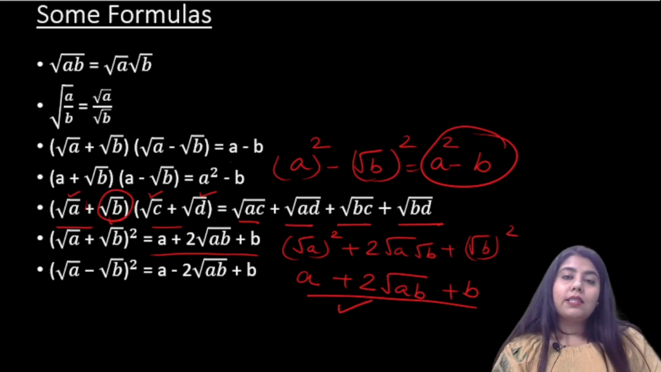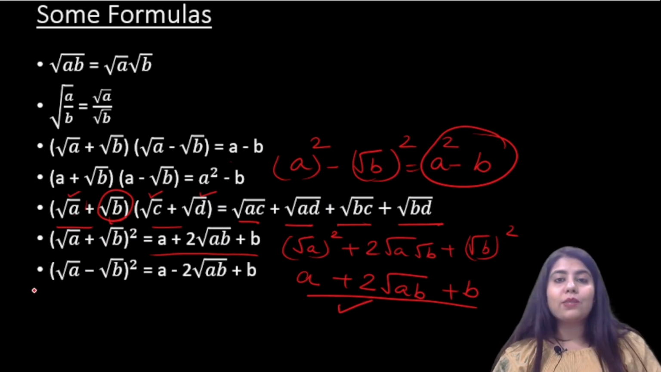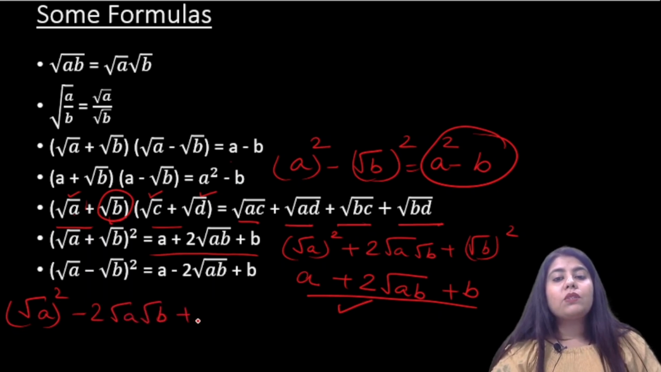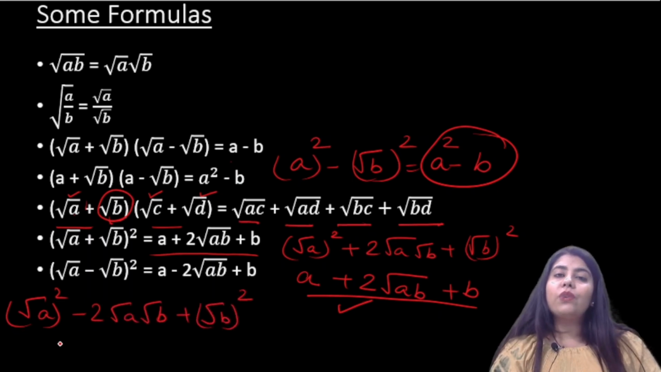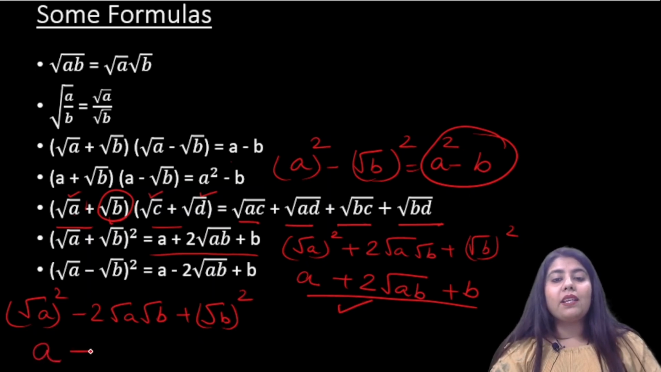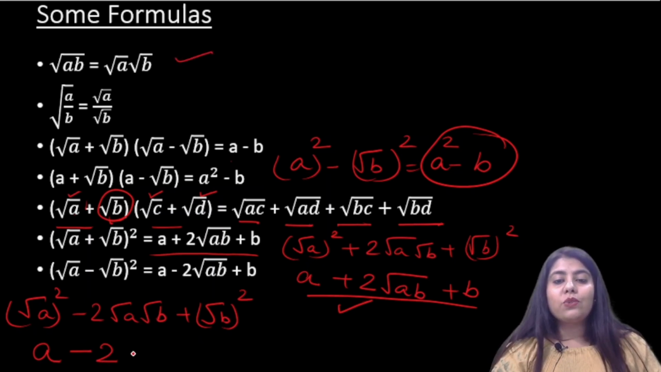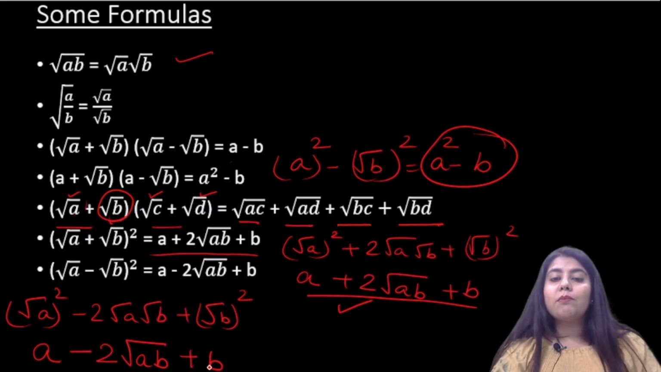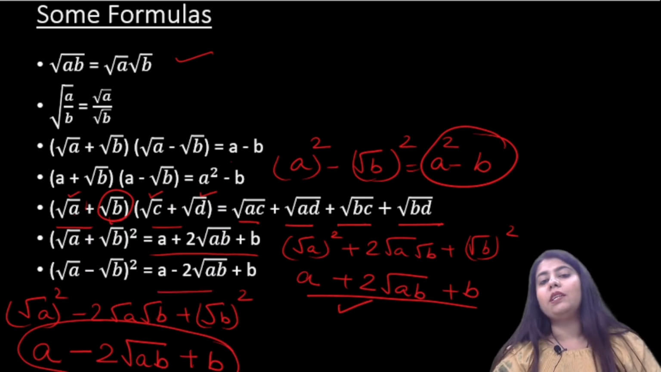In a similar manner, see the next one, root A minus root B whole square. We know that A minus B whole square is A square minus 2AB plus B square. So here we write root A square minus 2 root A root B plus root B square. Now root A square is A, minus 2 as it is, root A into root B is root AB, plus root B square is B. So we can write it as A minus 2 root AB plus B. Clear?